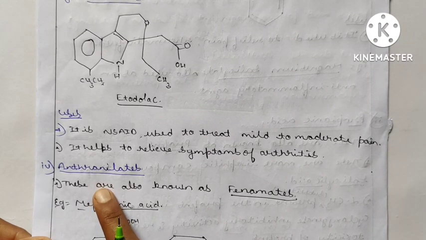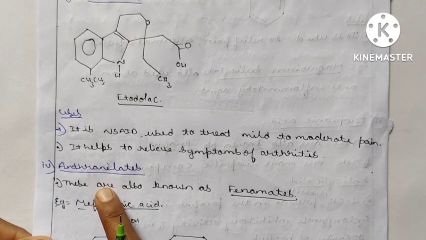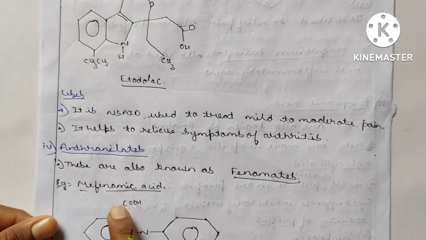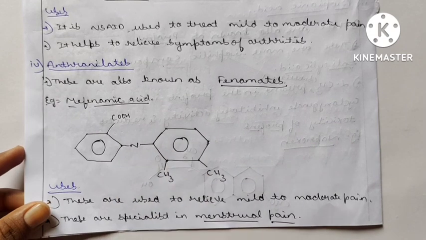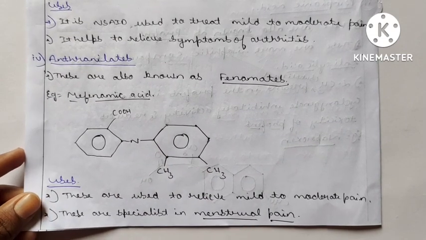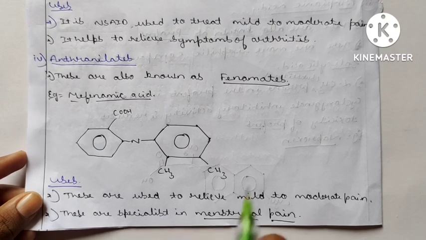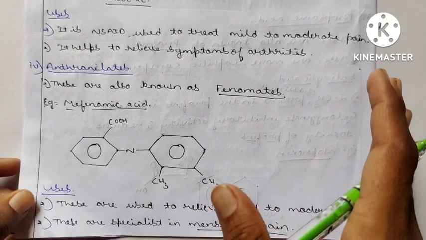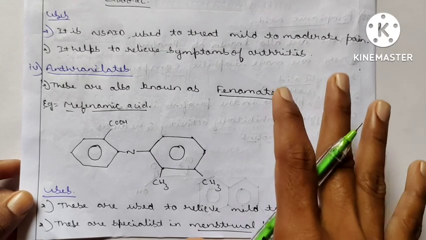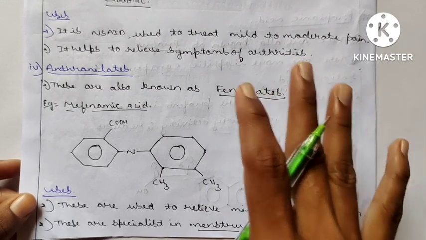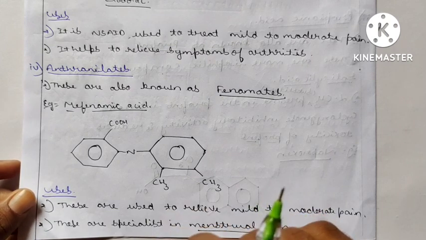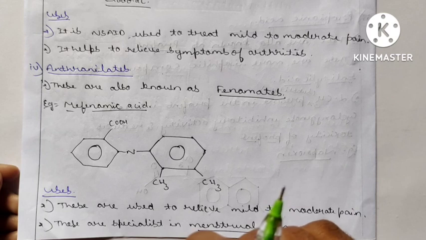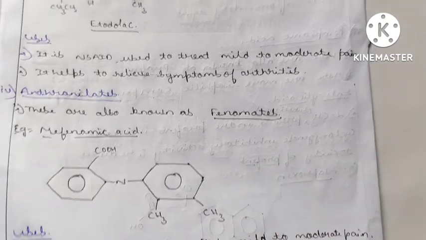Next classification is anthranilates. These are also known as the phenamates. Mefenamic acid is one example of the phenamates. This is the mefenamic acid structure. They are used to relieve mild to moderate pain, especially menstrual pain. You are observing that many females experience menstrual pain, bleeding pain, menses pain. To treat all this menstrual pain, we give mefenamic acid because it is an NSAID, a non-steroidal anti-inflammatory drug, and also an anti-inflammatory drug.